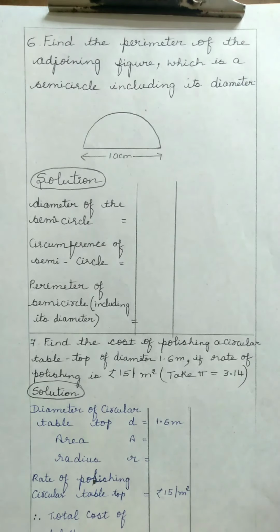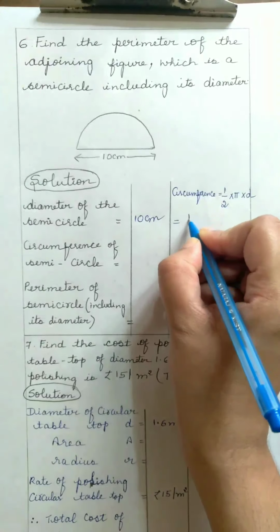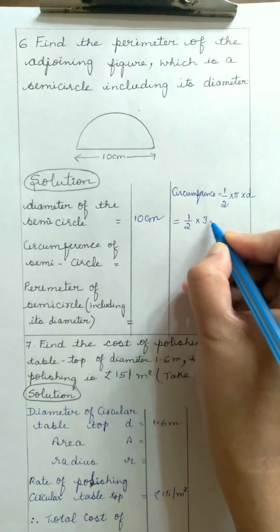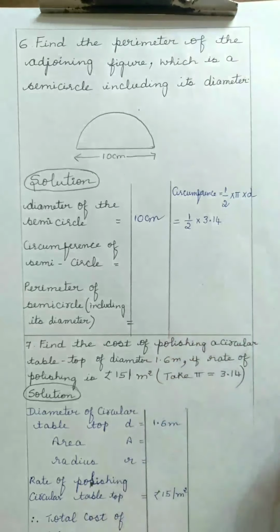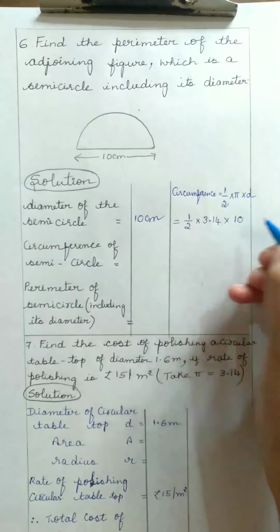We know that when the diameter is given, we can find out the circumference of a semicircle using the formula half into pi into d. Therefore, circumference is equal to half into pi into d. On substituting the values, 1 by 2 into the pi value, we consider pi equal to 3.14, into diameter, that is equal to 10.